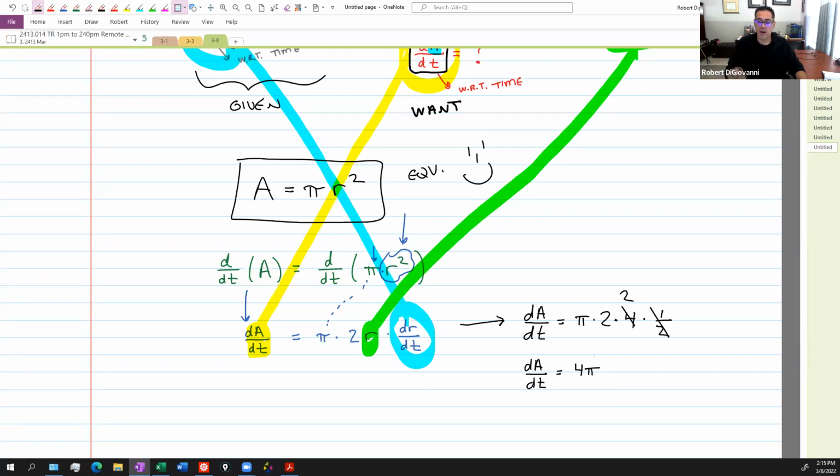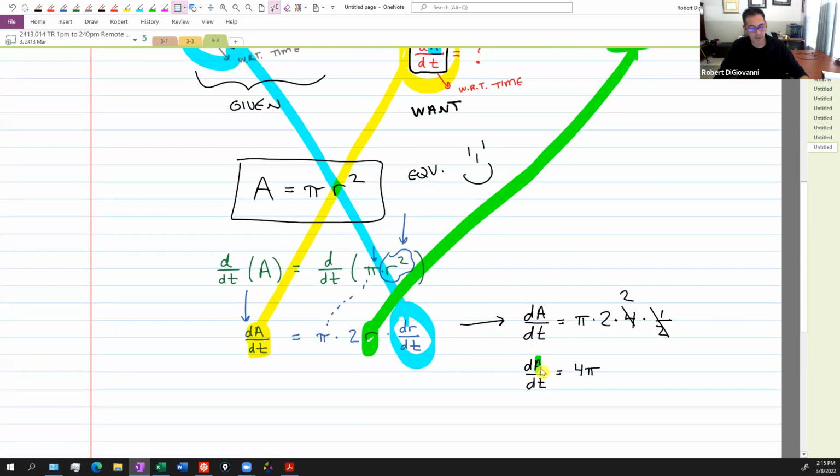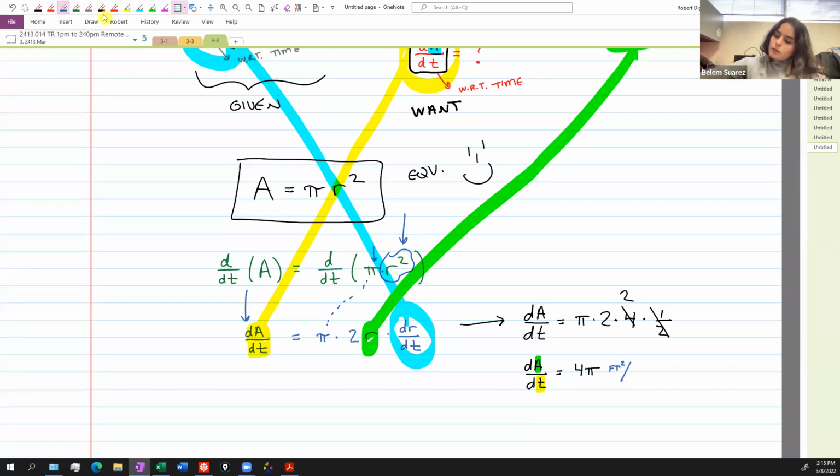Now I need a unit on this. The way I like to figure out the unit is I look first at area. How do we measure area? Look at the problem here. Everything here is measured in feet. So if I'm talking about the area of a circle, what is my unit for area? Feet squared. So I'm going to put feet squared per. And then on the bottom, do y'all see I have time? How is time measured in this problem? Seconds. So per second.